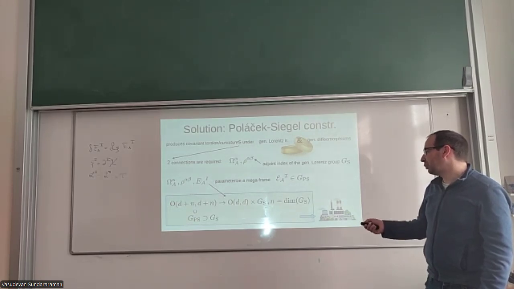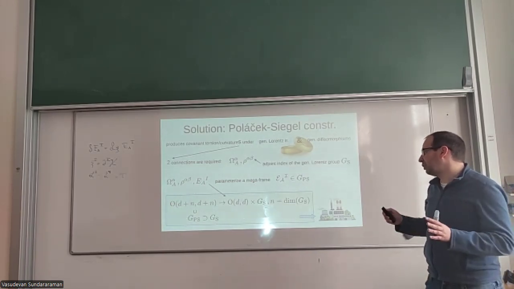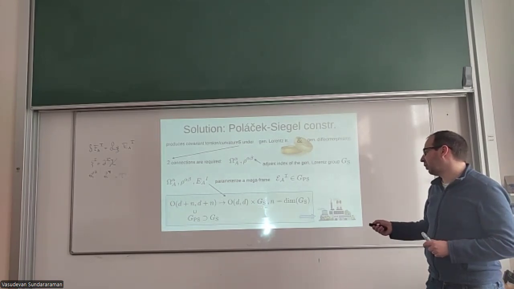And then, of course, what you want to have at the end of the day is you just want to have objects which live in ODD. And you want to have this GS, which is the structure group, and this might be your Lorentz transformation or whatever you want to implement. So this is the whole thing.